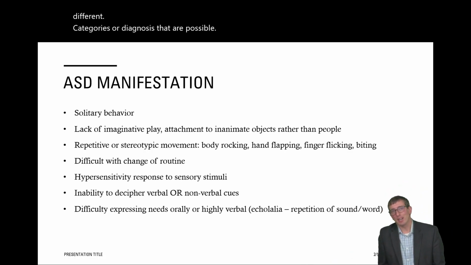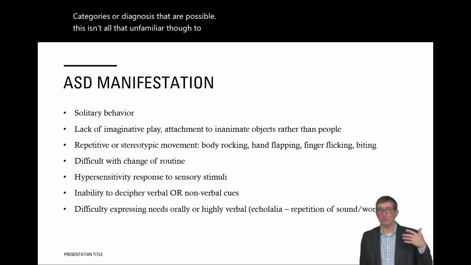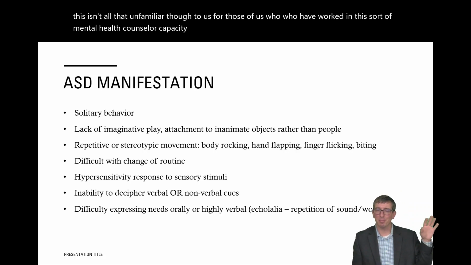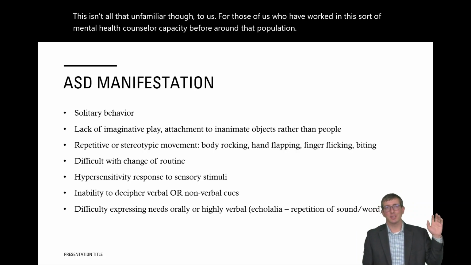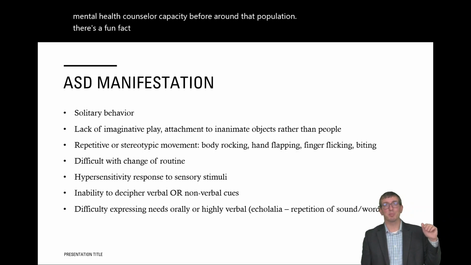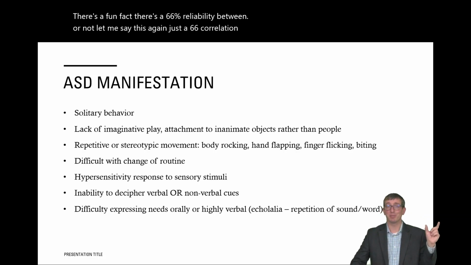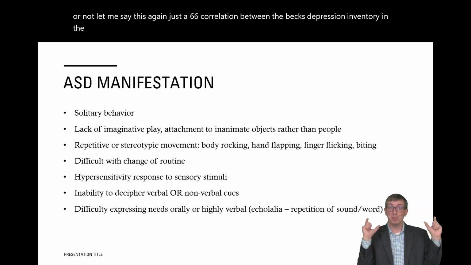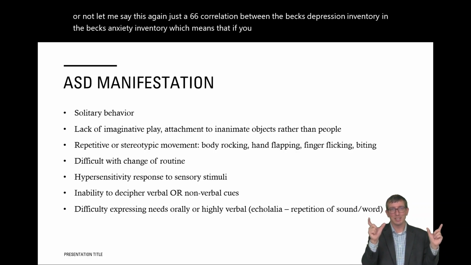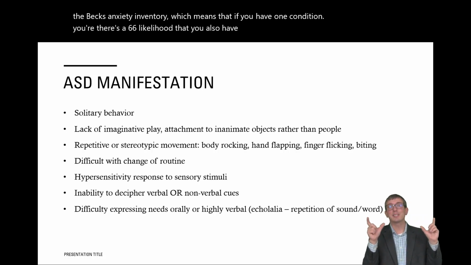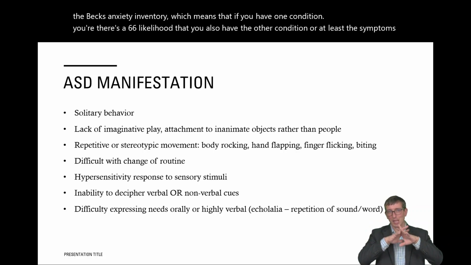This isn't all that unfamiliar to us, though, for those of us who have worked in this sort of mental health counselor capacity before, or around that population. There's a fun fact: there's a 66% correlation between the Beck's Depression Inventory and the Beck's Anxiety Inventory, which means that if you have one condition, there's a 66% likelihood that you also have the other condition, or at least the symptoms overlap that much. There's an overlap in the symptoms.